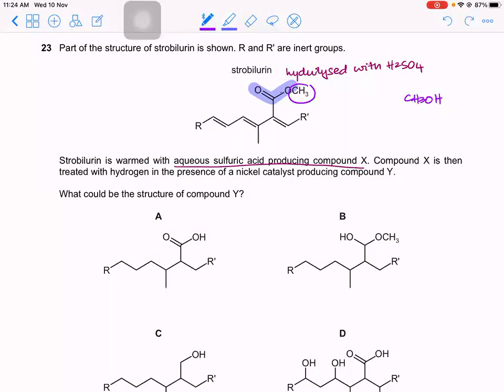Compound X is then treated with hydrogen. So you treat it with hydrogen, what will happen? Producing compound X. So our X is most probably a carboxylic acid. Then you treat it with hydrogen in the presence of nickel catalyst. So what will happen? Hydrogen with nickel catalyst will cause alkene to become alkane. It'll be hydrogenation of alkene.